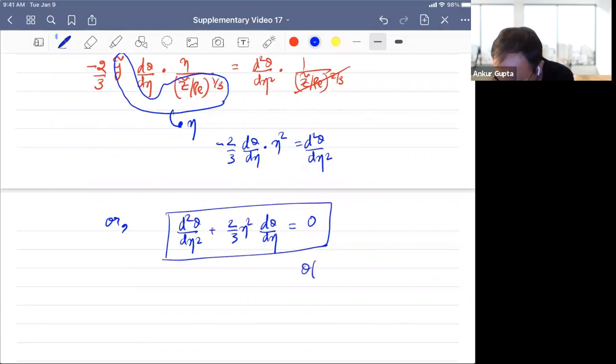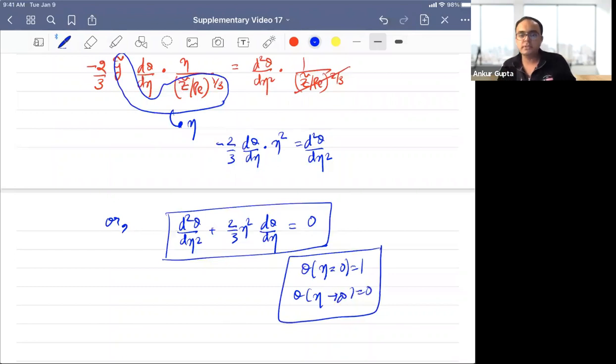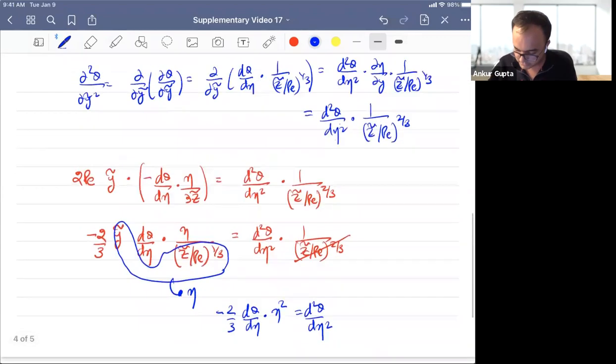And again, reminding you of the boundary conditions: theta is 1 at eta equal to 0 and theta at eta equal to infinity is 0. So you can solve this problem, which leads to essentially a gamma function, but we are not going to be discussing that. Okay, so let's quickly review what we discussed in this video.